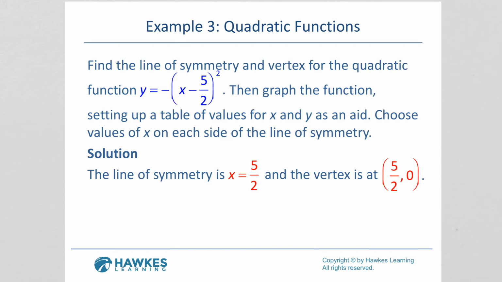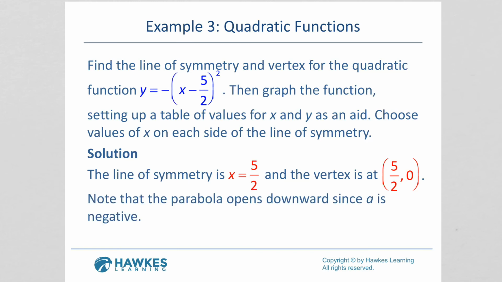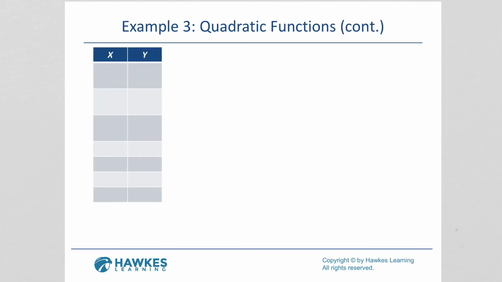And these are formulas that are on your formula sheet. Also, when you understand which form you have your quadratic equation in, some of those things can be read from the actual equation. Note that the parabola opens downward since a is negative. This is the a value, -1. So we choose values for x and y: 0, 1, 2, 5/2, 3, 4, 5.